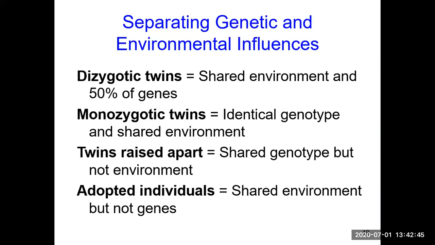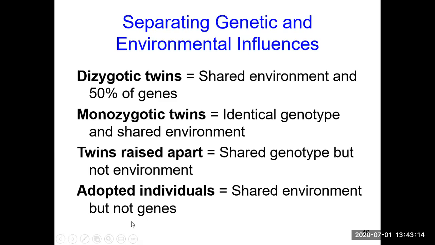So, separating genetic and environmental influences. Again, you see twin studies being used. If you can find enough monozygotic twins to study, you know that the genotype is exactly the same, okay? And they might have a shared environment if they are living in the same household, in the same family. Dizygotic twins have the same environment, same household, same family, same parents, but only 50% of the genes.